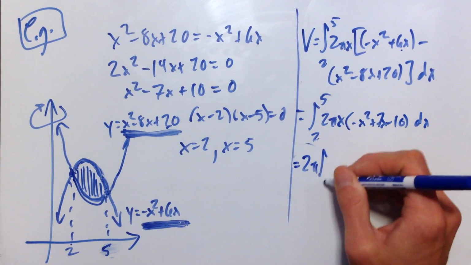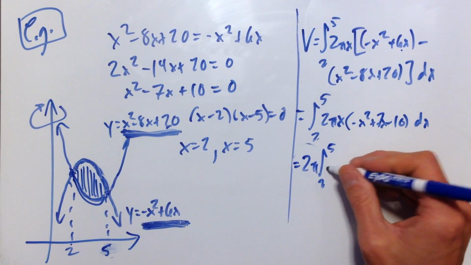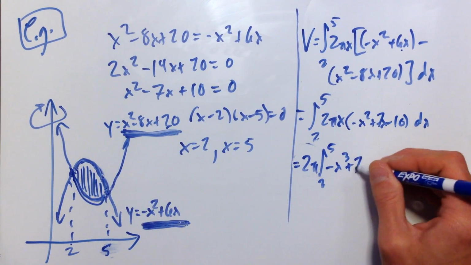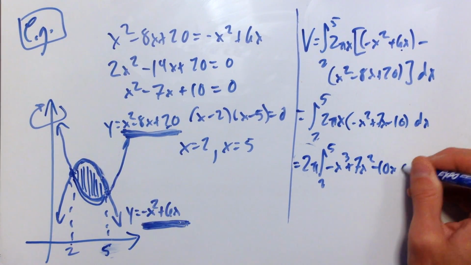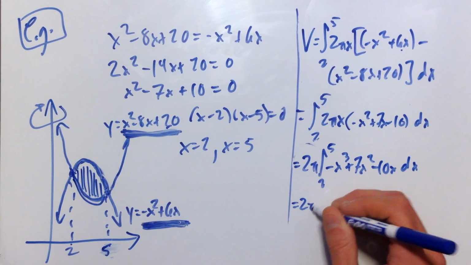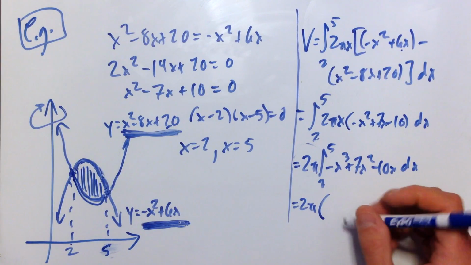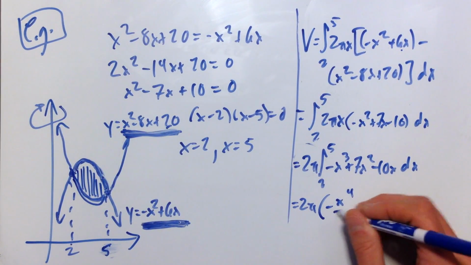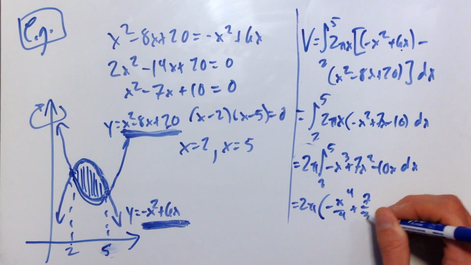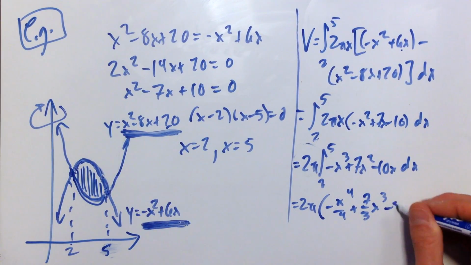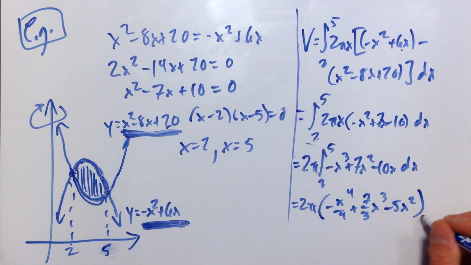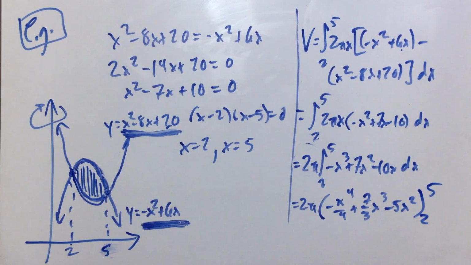So 2 pi integral from 2 to 5 of negative x cubed plus 7x squared minus 10x dx, and then I integrate. This becomes 2 pi times negative x to the 4 over 4 plus 7/3 x cubed minus 5x squared from 2 to 5. And at this point, I'm going to say, you can just plug in, get your answer. Great.